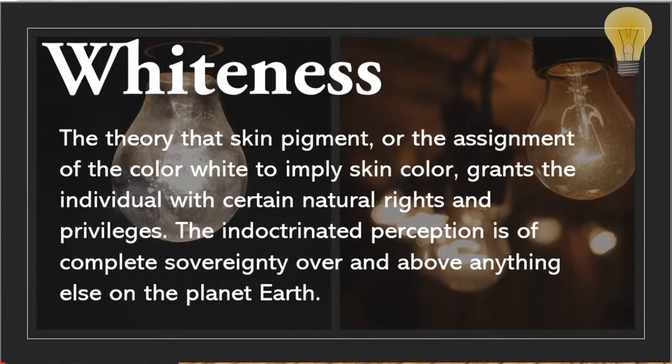Next is whiteness. Whiteness is the theory that skin pigment, or the assignment of the color white, implies skin color. And notice it's the implication of skin color. This is why we all know that white people don't have white skin and Black people don't have black skin, but brown. But there's no brown in the Bible that talks about purity and goodness. There is nothing in the culture where brown is considered bad except for brown nosing. But we know what that means.